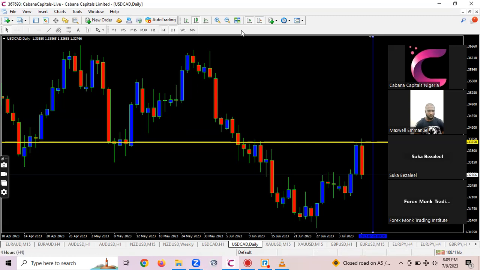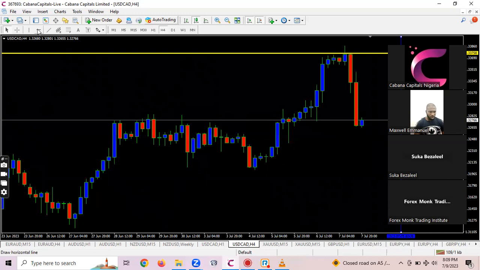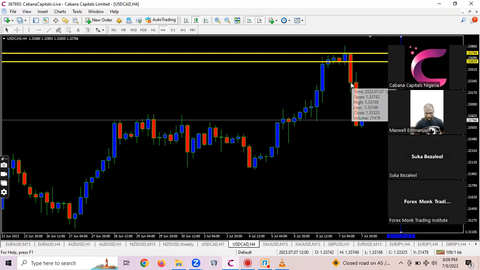Let's go to 4 hour. Let's see what we have on 4 hour. You can see on 4 hour, the support was broken at this level. That's the best entry for sell. This would have been the best entry for sell on USD CAD.